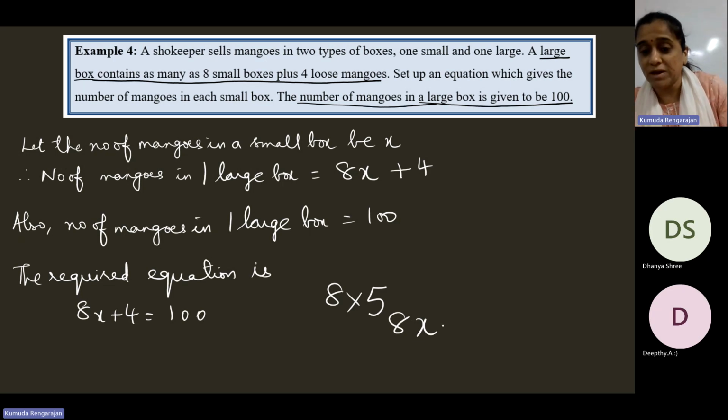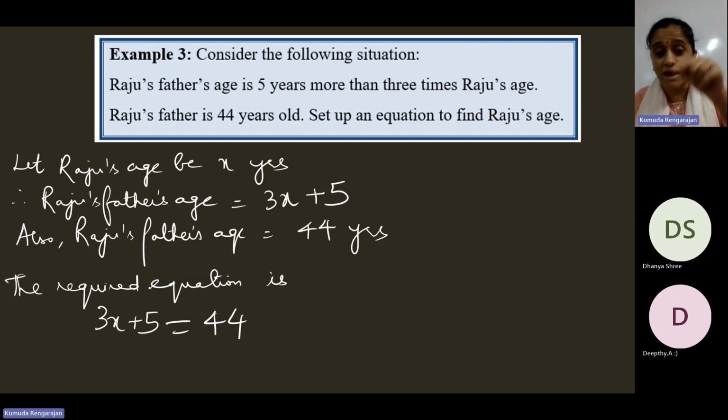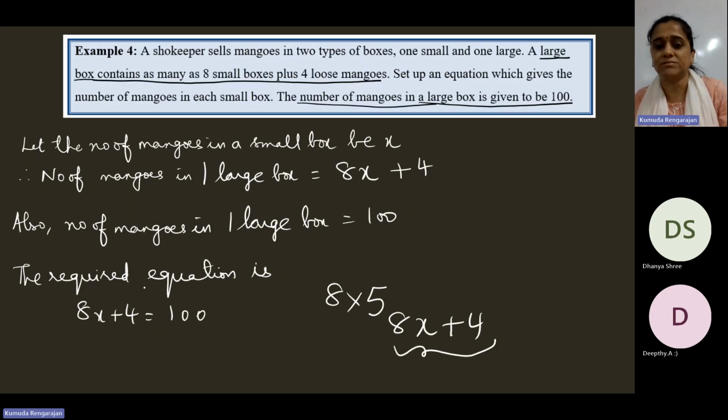And 4 loose mangoes, plus 4. This expression represents the number of mangoes in one big box. And how much is that equal to? 100. Like we framed an expression for Raju's father's age, but Raju's father's age was given. So the equation is 3x plus 5 is equal to 44, because both represent the same. What is the left hand side, 3x plus 5? Raju's father's age. What's the right hand side, 44? Raju's father's age. That's why we call it an equation, because it has the same thing on both sides.